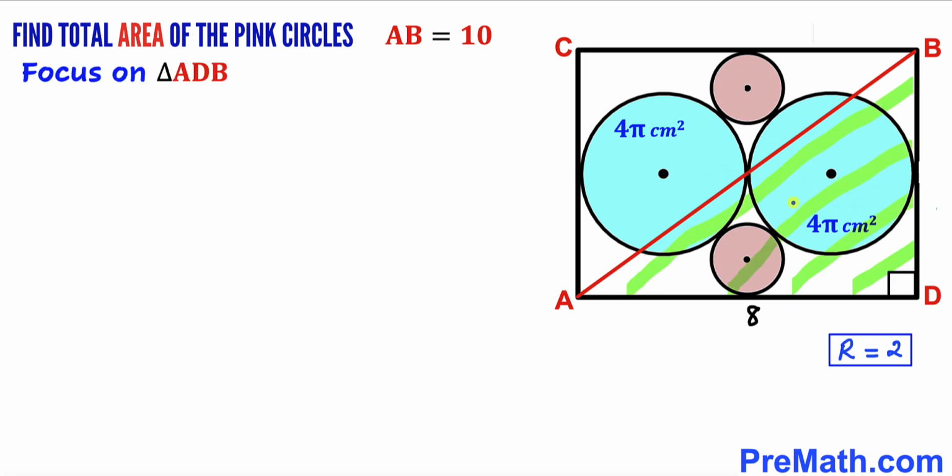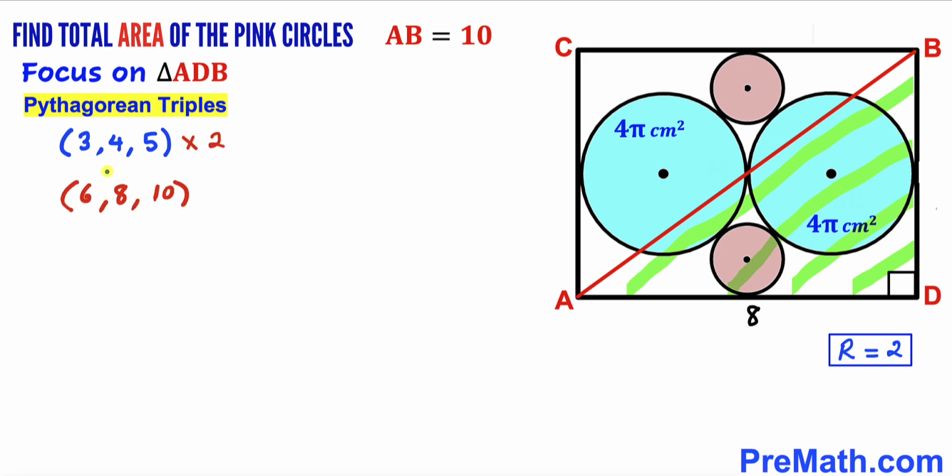Now let's focus on this right triangle ADB, whose this side length is 8. This AB side length is 10. Now we are going to calculate this unknown side length. Let's recall the Pythagorean triplets 3, 4, 5. If I multiply these triplets by 2 across the board, then our new set of Pythagorean triplets is going to be 3 times 2 is 6, 4 times 2 is 8, and 5 times 2 is 10.